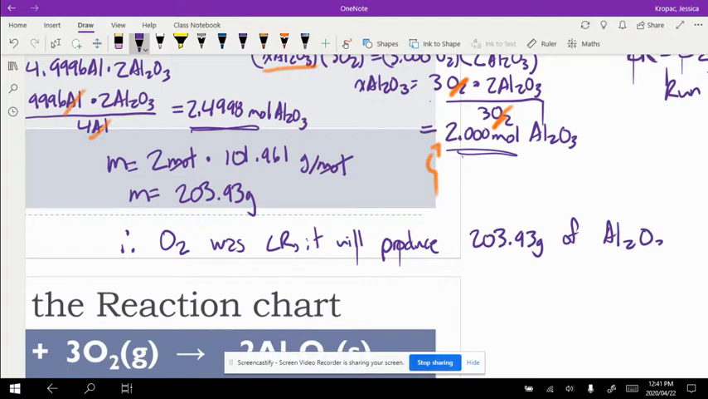Aluminum oxide. All right, you have homework questions. Please make sure that you practice your homework questions.